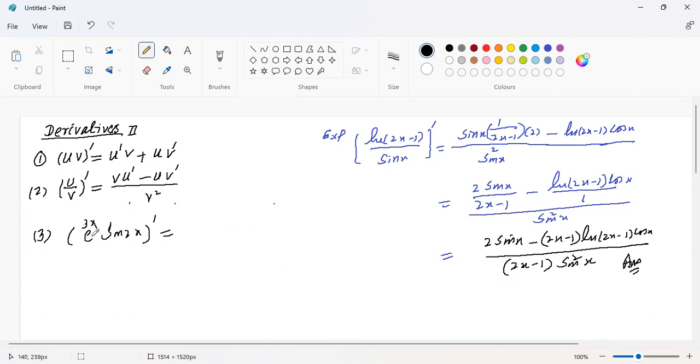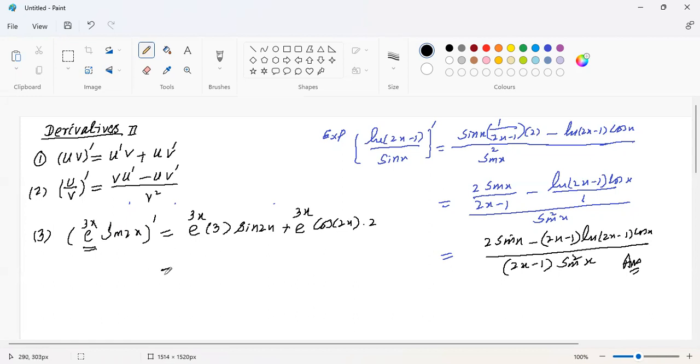We take this function, the derivative of e power 3x into 3. The differentiation of this, taking this as u, and keep the sine of 2x the same. Then plus, now keep the e raised to the power 3x the same into the derivative of sine, which is cosine of 2x into 2, the derivative of the inner function.